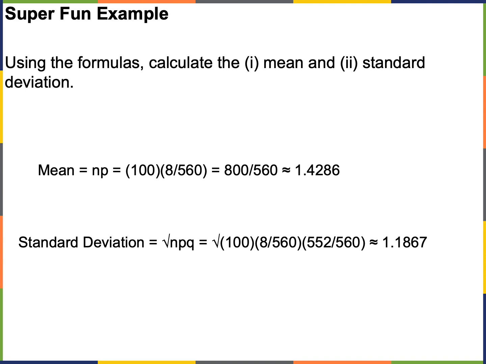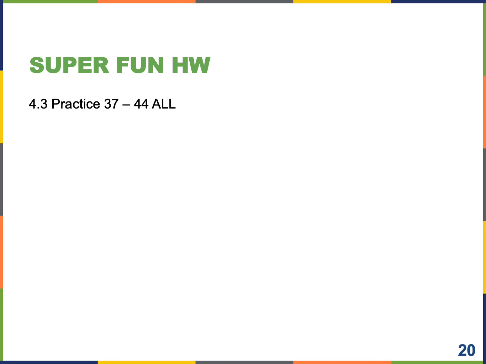So N is 100, P is 8 over 560, and then Q is the complement of P. So 1 minus this is 552 over 560, okay? So this is N, this is P, this is Q. Take the product and then square root the whole thing, and it's approximately 1.1867.